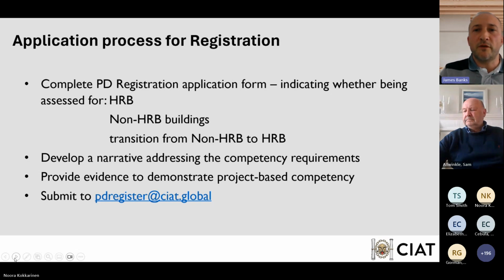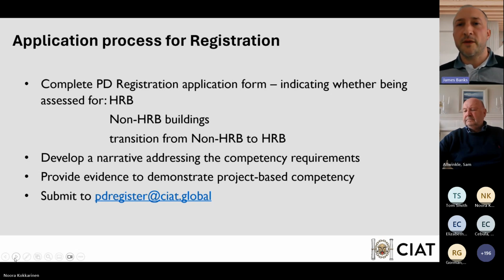And once you're ready to submit with your form and all your supporting evidence, then you could submit that to pdregister@ciat.global. So that email will also go live from the 1st of May, but one would envisage you won't be able to submit an application because the forms aren't on the website. If you move on to the next slide, please, Nora.